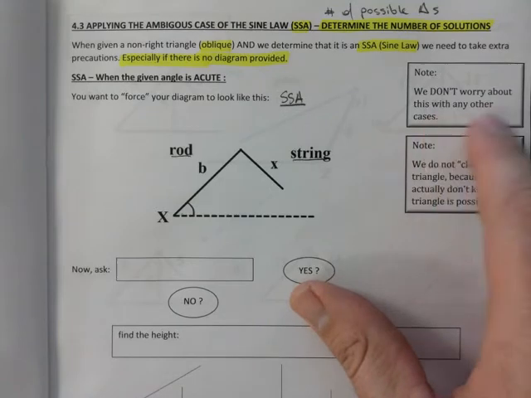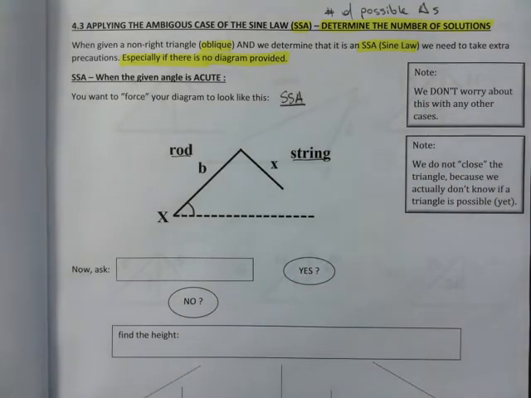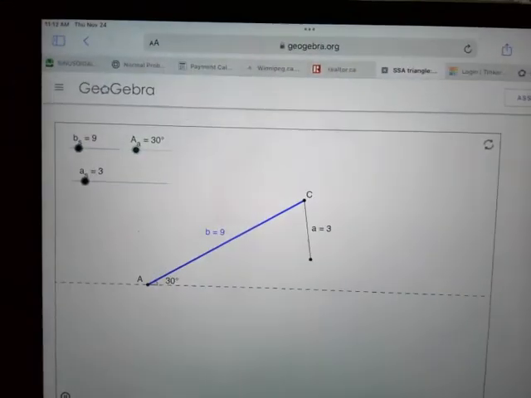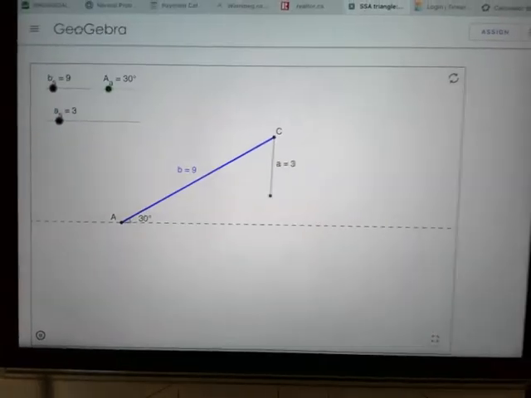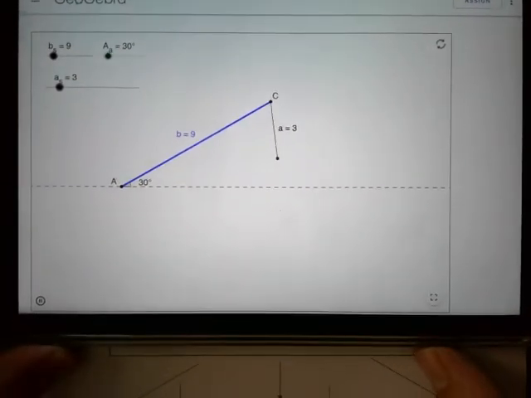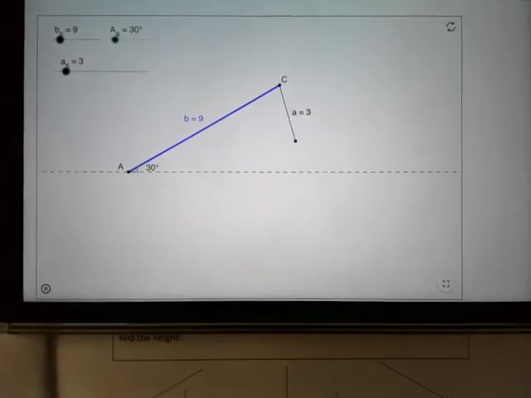We don't worry about any other cases, okay? It's only SSA, okay? So before we do this, I want you to look at this here. Hopefully you can see that. Okay, so this is GeoGebra as well.